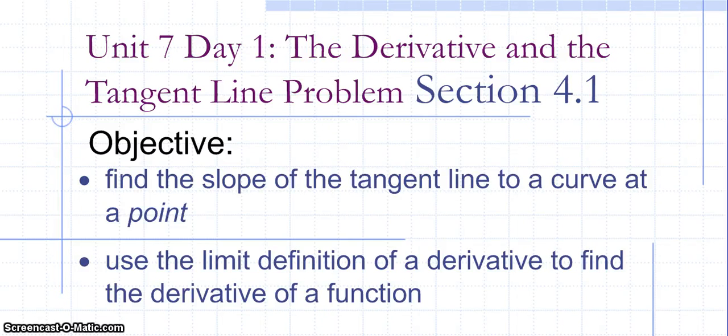Alright, today we're going to go on to our next unit, which is going to be Chapter 4, and we're going to learn all about the derivative. So first we're going to look at finding the slope of the tangent line to a curve at a point. This is going to be basically the point of taking a derivative, at least at first. And we're going to use the limit definition of a derivative to find the derivative of a function.